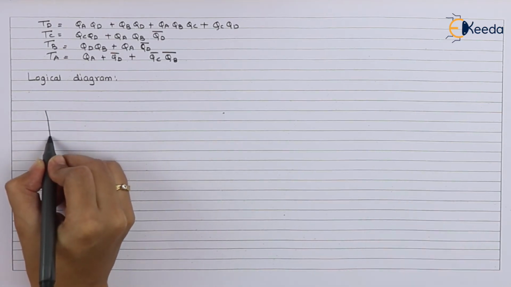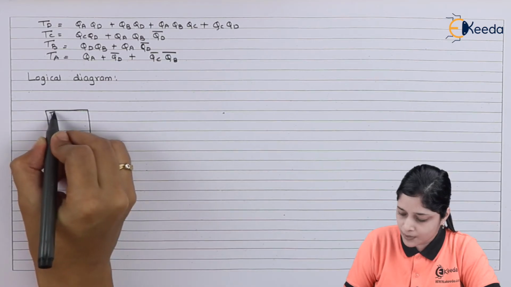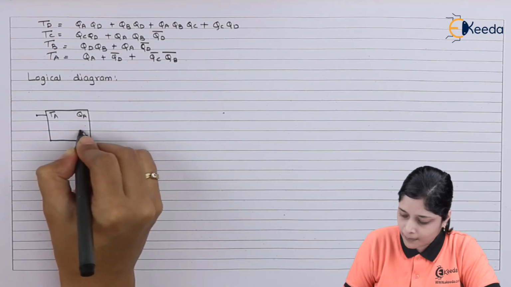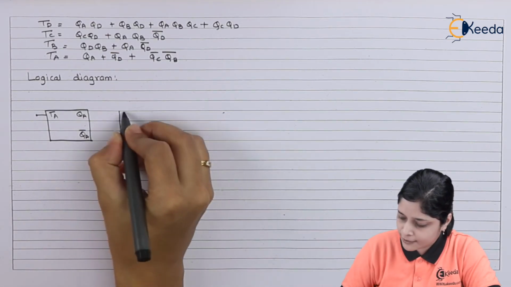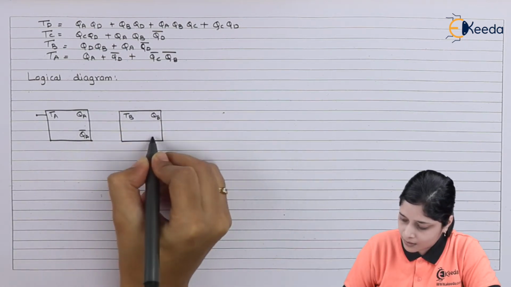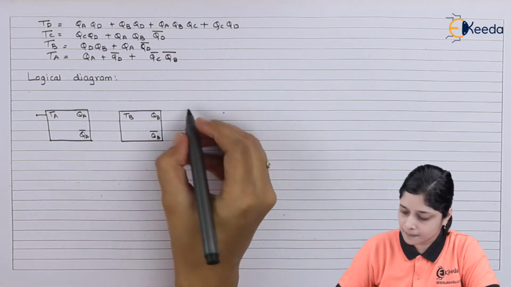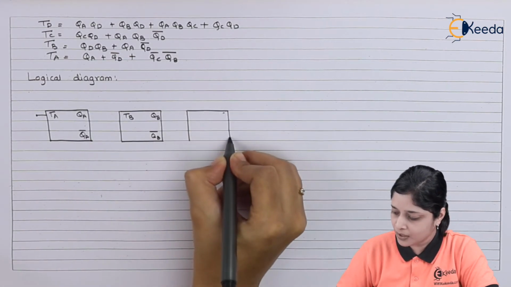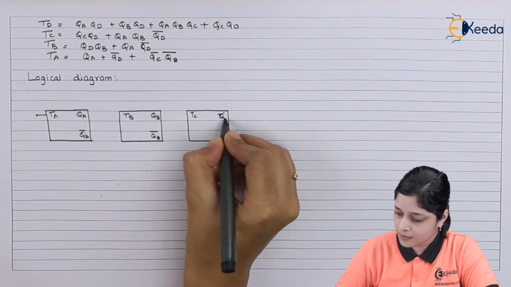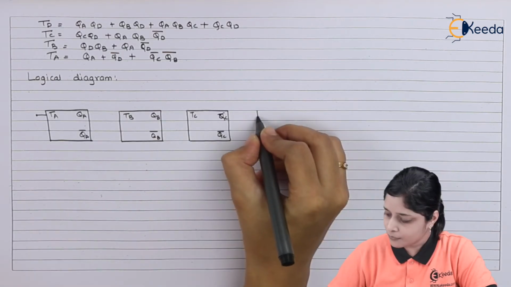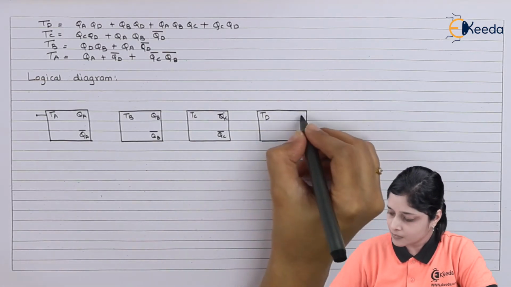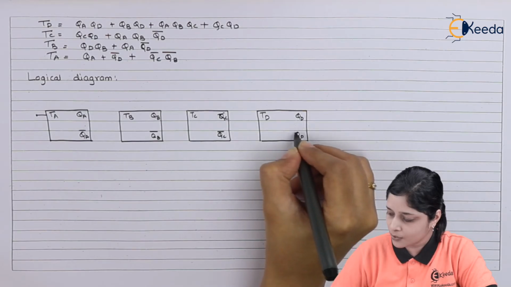We will start with, this is your first flip-flop, TA. Output is QA bar. After that we have the next flip-flop. This is your TB, QB bar. Then we have TC, here QC bar. After that we have TD, here QD and QD bar.